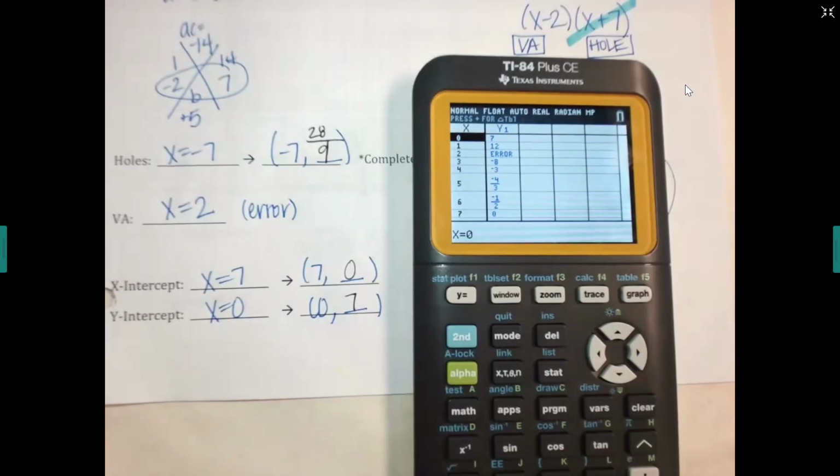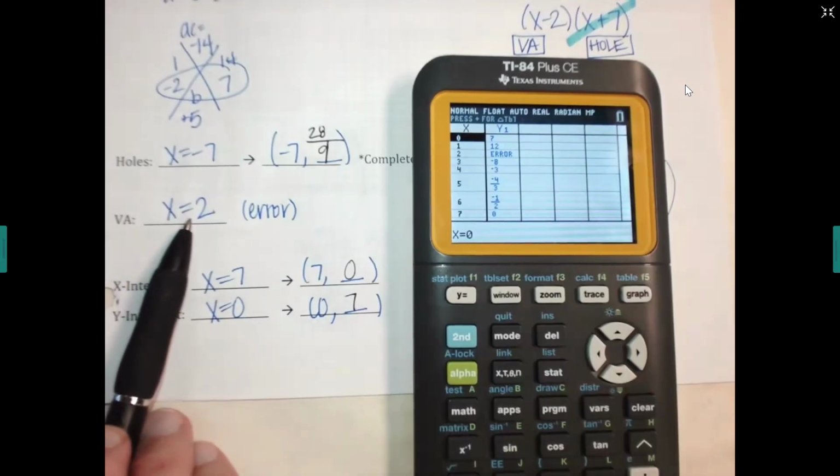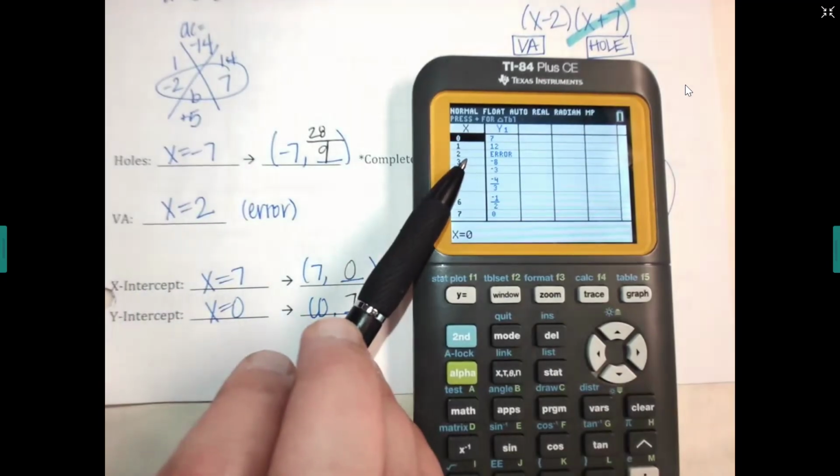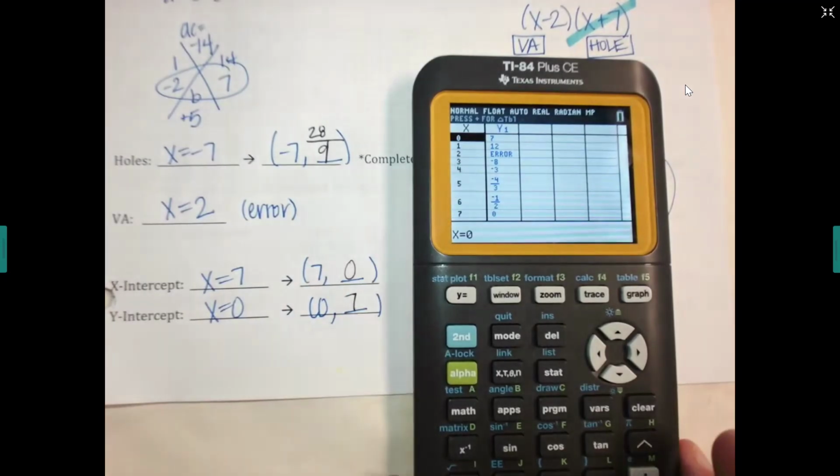Okay, also, can I point out to you, what do I get at 2 when I have a vertical asymptote and I can't touch it? Error. That should always happen. Wherever your vertical asymptote is, you should see an error in the chart. Okay, go ahead and turn the page. 2 more left. Almost done.